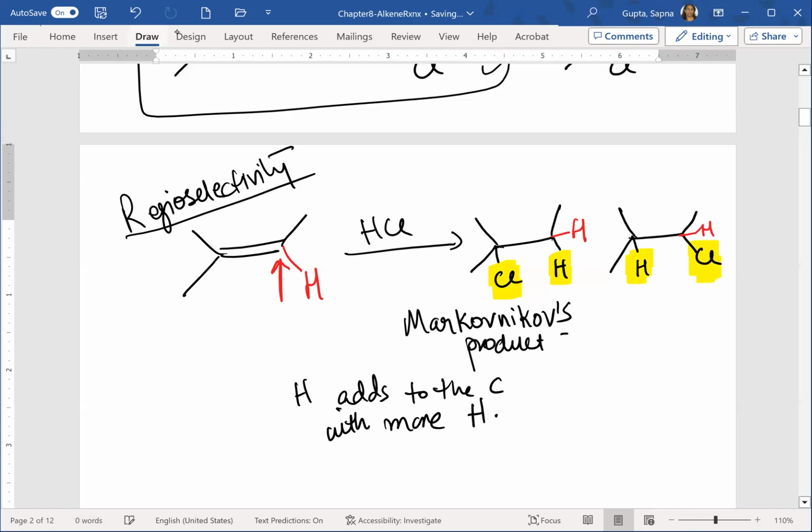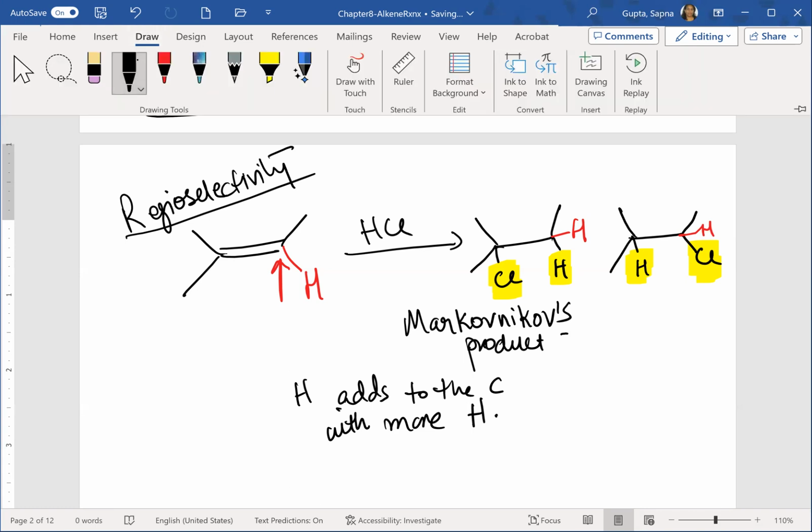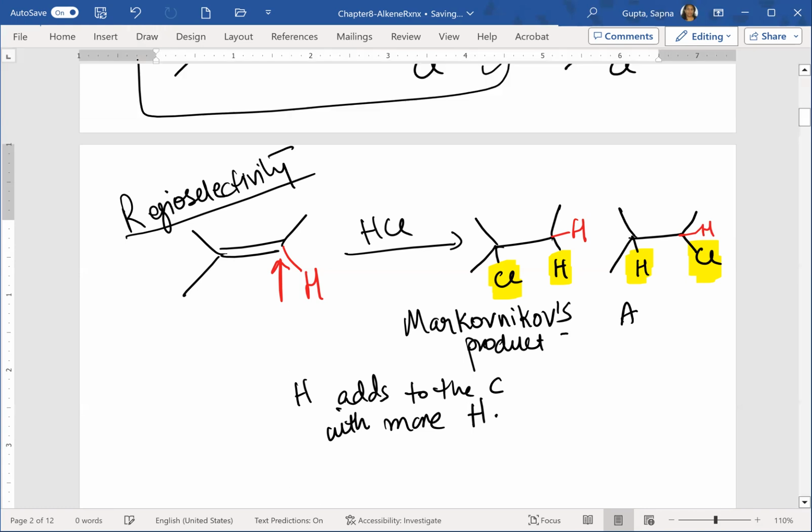So what is the other product then? Sadly, it is the anti-Markovnikov. There's no other name for it. So, anti-Markovnikov. Some people write it differently, depends. I don't know what the deal is. Markovnikov, I write it as a V, and I think Klein does too.